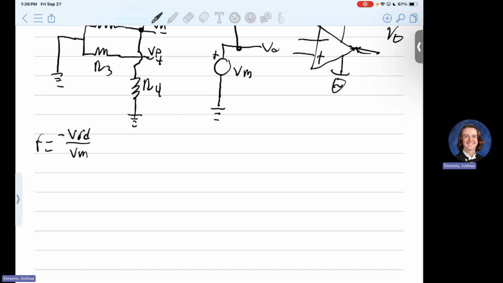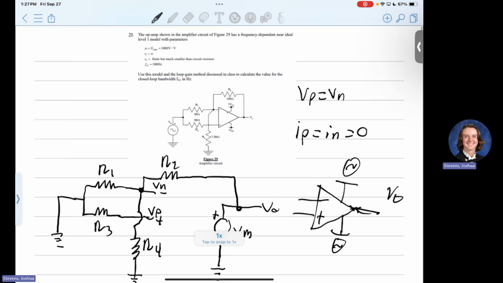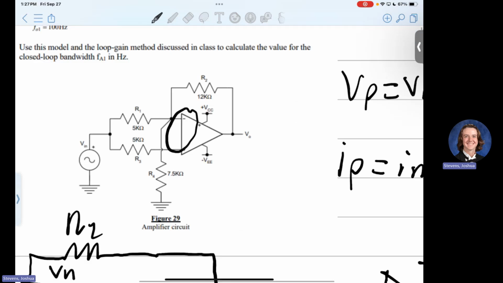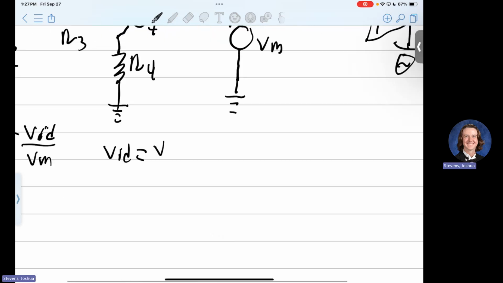Okay. Well, what is VID? VID is simply the difference in voltages of the op-amp, the input part of the op-amp. As you see in this part here, we have the input parts of the op-amp right there. The positive and the minus. So VID equals VP minus VN. That's also an equation to live by.